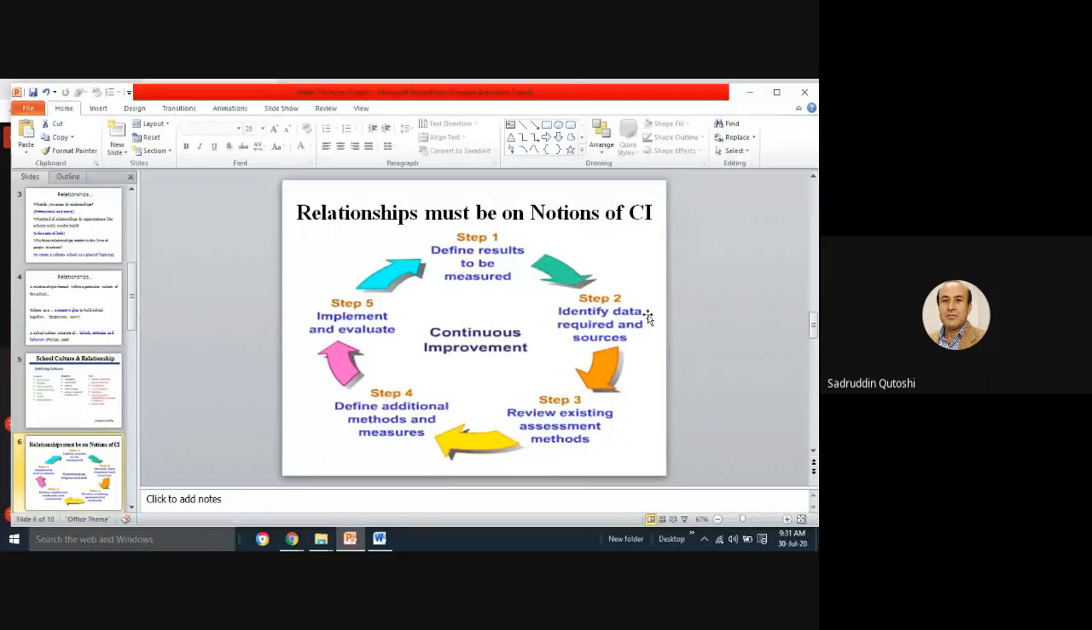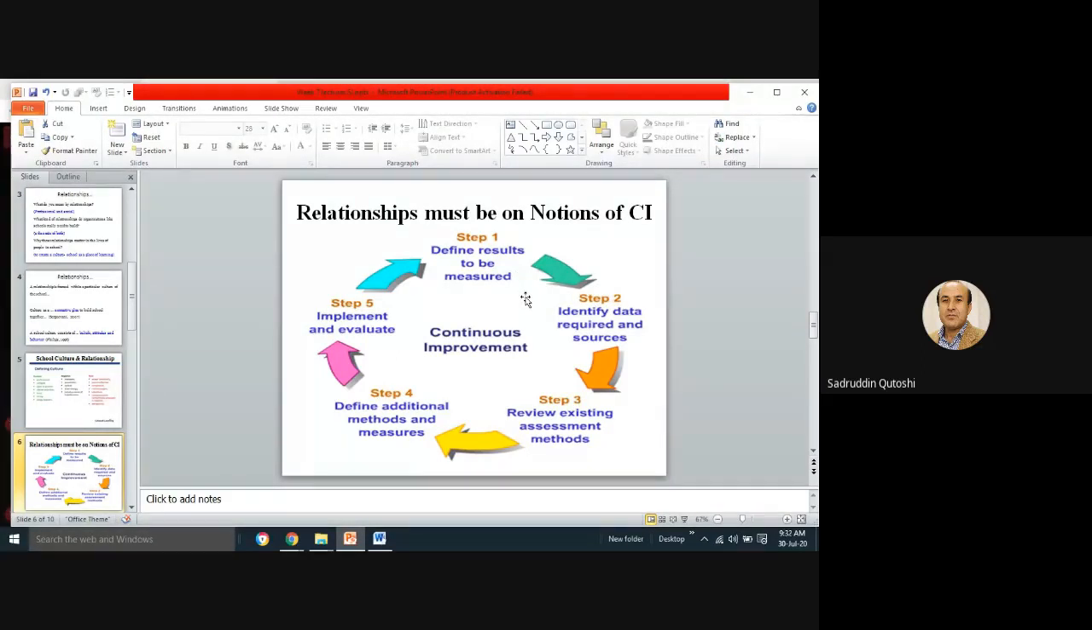When you look at this positive culture with the lens of continuous improvement of the school, then you can understand what kind of actions and strategies a principal needs to develop. The first important strategy a principal needs to develop in order to build relationships based on continuous improvement of the school, the notions of continuous school improvement. So the first thing is to define results to be measured.